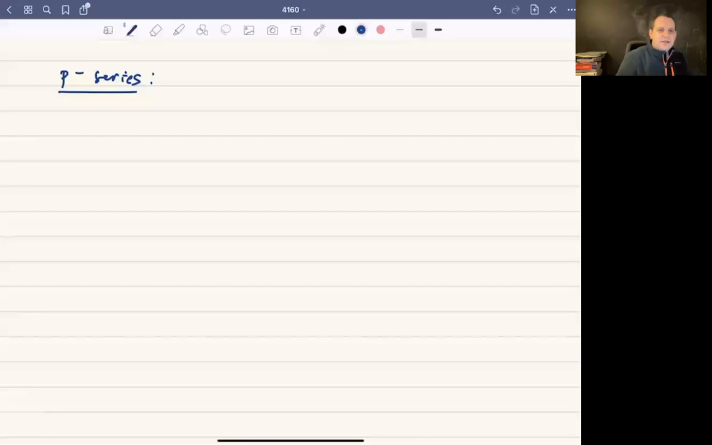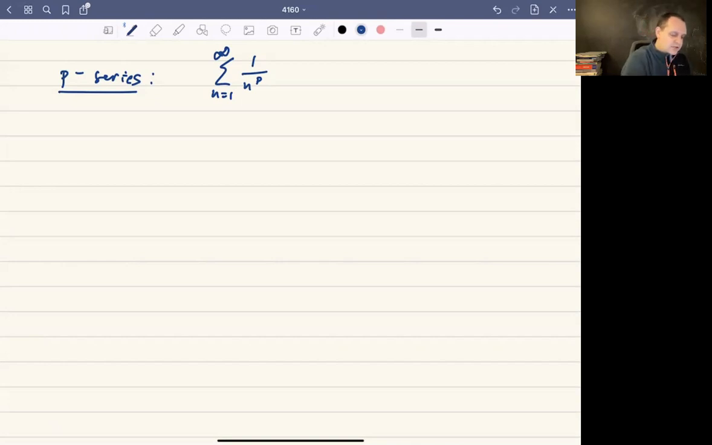So what I want to do next is talk about p-series, which is a particular application of the integral test. A p-series is a series of the form 1 over n to the p, where n starts at 1. So this is the sum from 1 to infinity of 1 over n to the p. This is all stuff that you've seen before in Calc 2.